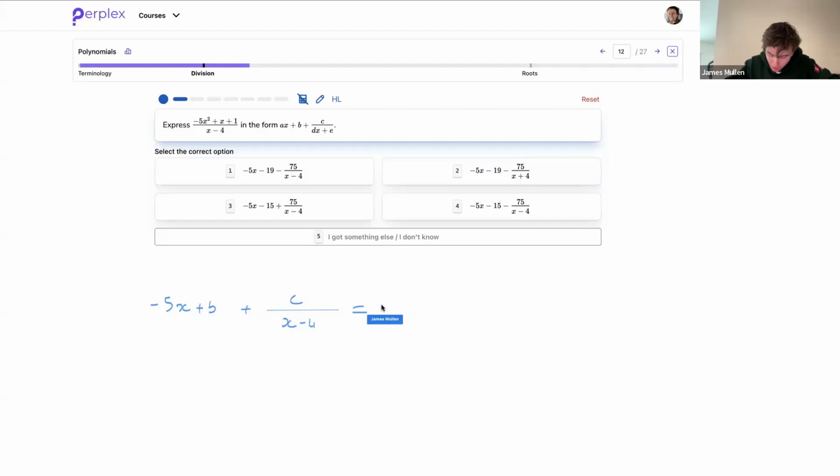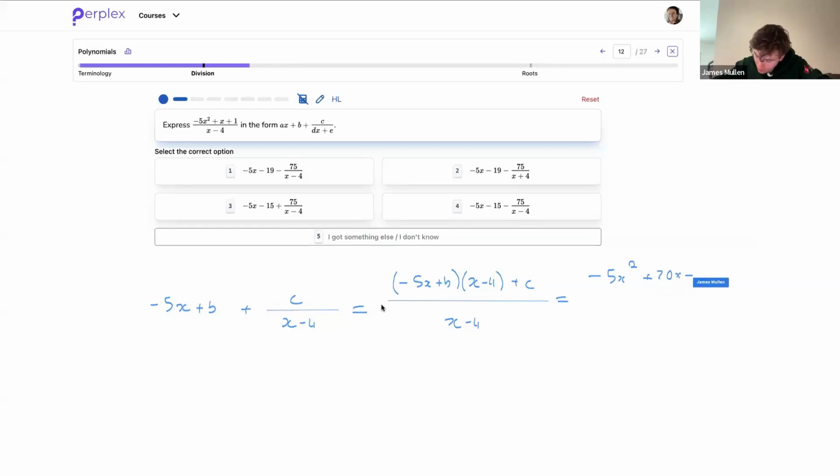What I'm going to do is write that over a common fraction. I'm going to say negative 5x plus b times x minus 4 plus c, and I'm going to leave that over the same denominator, x minus 4. Now, if I expand the numerator, I'm going to get negative 5x squared. For the x terms, I'm going to get plus 20x plus bx, and then minus 4b plus c. Sorry, that's a little bit close to the edge, it's getting cramped. And that's still being divided by x minus 4.